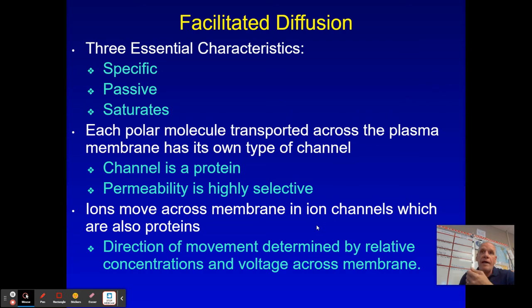We also have, again, the idea that it's highly selective. Each transport protein will only transport a certain type of molecule. And once again, it's based on concentration gradients and voltage gradients also, which I'll talk about a little bit later.